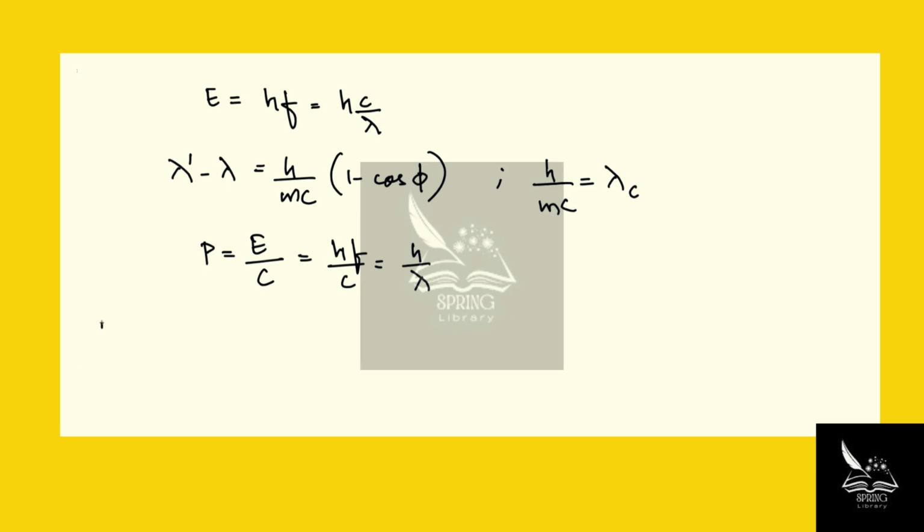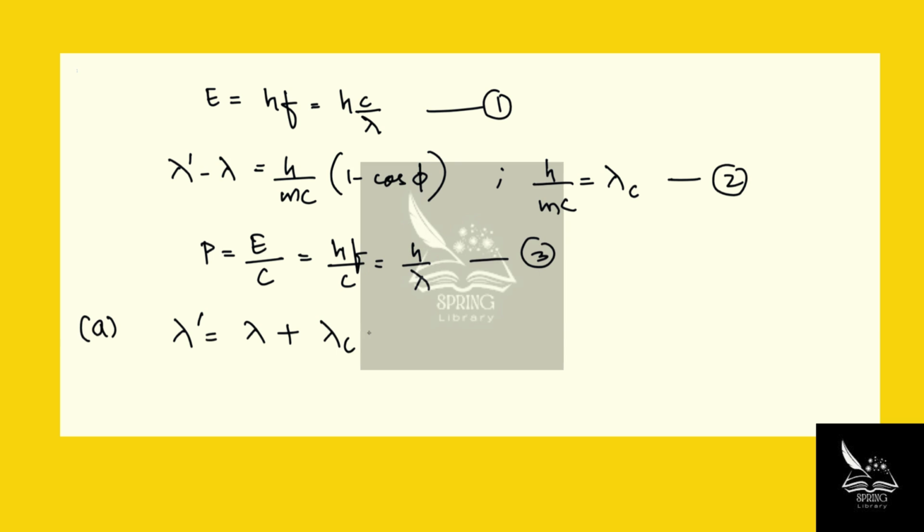Now let's jump over to the first part of the problem. So we will use equation 2 here. According to equation 2, we can find lambda dash to be equal to lambda plus lambda c times 1 minus cos phi, and phi is 180 degrees over here. Lambda c is h over mc.